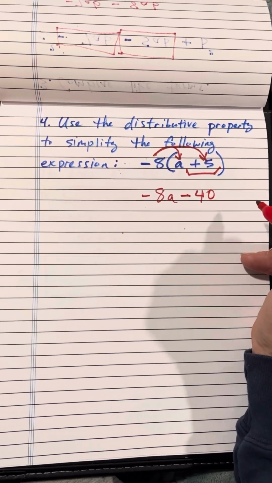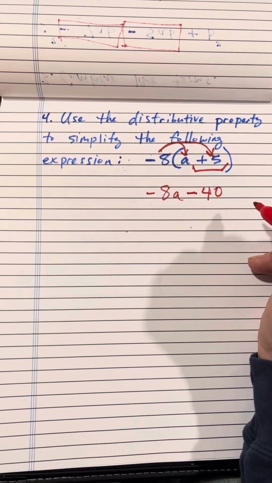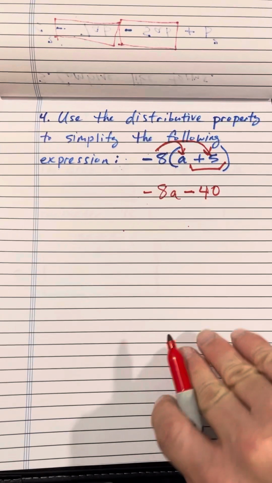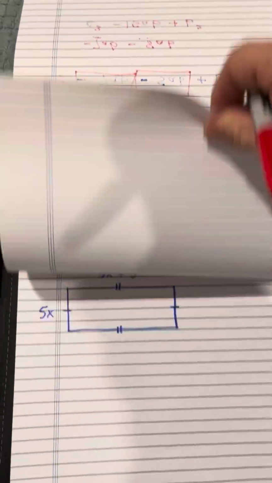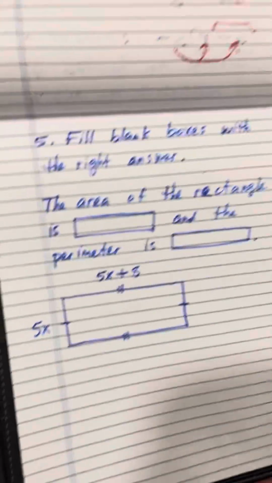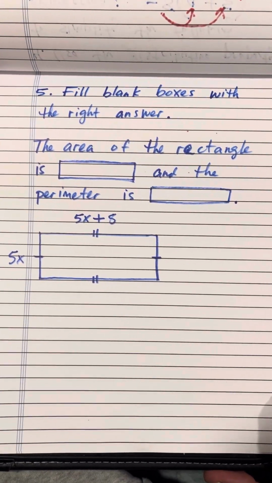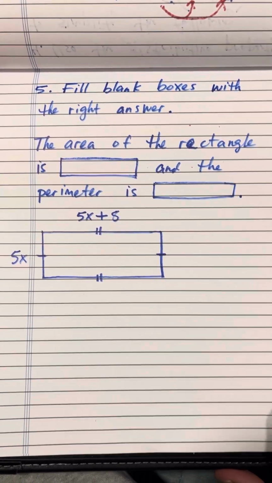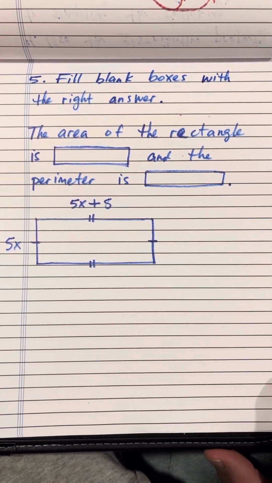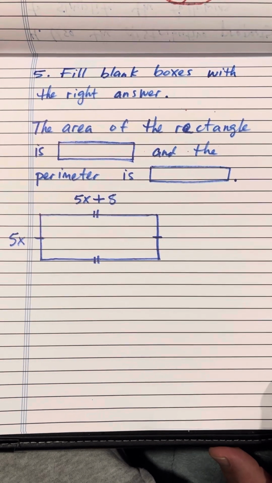Okay, again, this is not the exact problem on the test, but it's going to be something very similar to it. All right, let's do one more, and then we'll take a short break. Fill the blank boxes with the right answer. The area of the rectangle is, and the perimeter is.